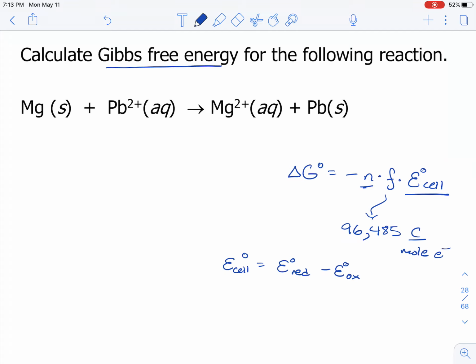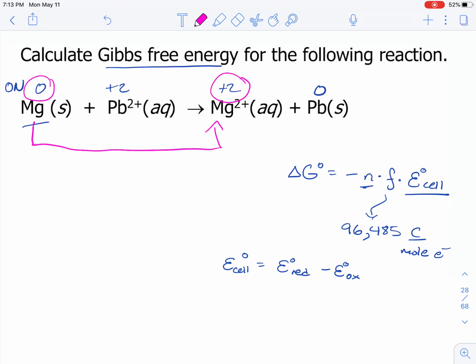We need to identify if magnesium is undergoing oxidation or reduction, or if it's lead that's undergoing oxidation or reduction. And so to do so, we need to figure out our oxidation numbers. So this is going to be 0, plus 2, plus 2, and 0. And so I'm going to go ahead and compare my magnesiums before and after the reaction, specifically the oxidation numbers. And notice that it's going from 0 to positive 2. So since my oxidation numbers are going up, this is going to be oxidation.